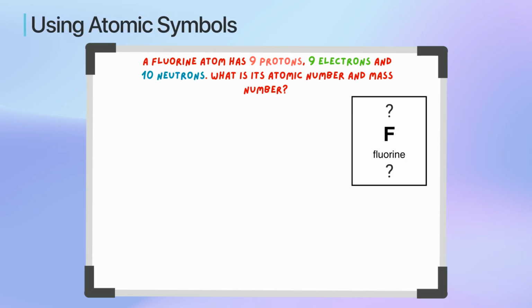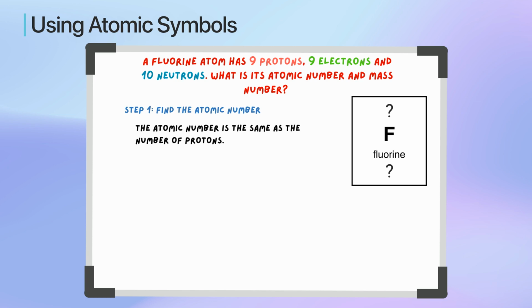Let's try another problem. A fluorine atom has 9 protons, 9 electrons, and 10 neutrons. What is its atomic number and mass number? Step 1 is to find the atomic number. The atomic number is the same as the number of protons. Therefore, if there are 9 protons, the atomic number equals 9.